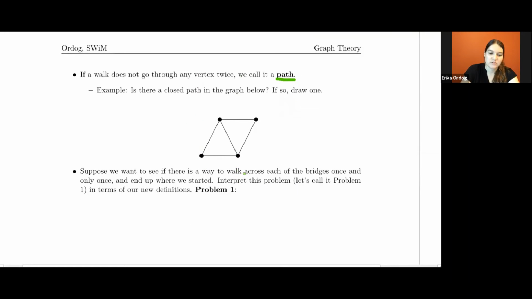So look at this example. Is there a closed path in this graph? If so, draw one. So why don't you pause and try to do that?